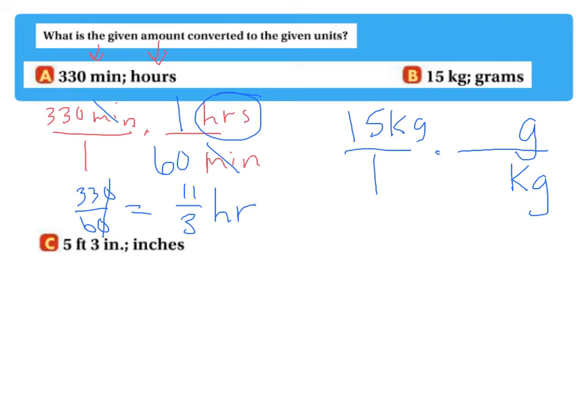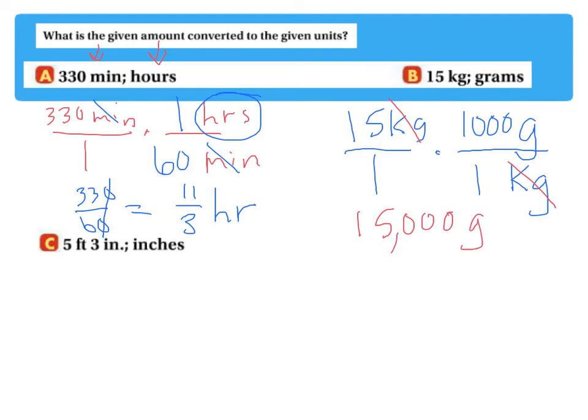So then I had to know my units. So I know that grams is less than kilograms. So I can say 1 kilogram would be worth 1,000 grams. So if I multiply this out now, my kilograms will cancel because one's on top, one's on bottom. And 15 times 1,000 would be 15,000 grams.